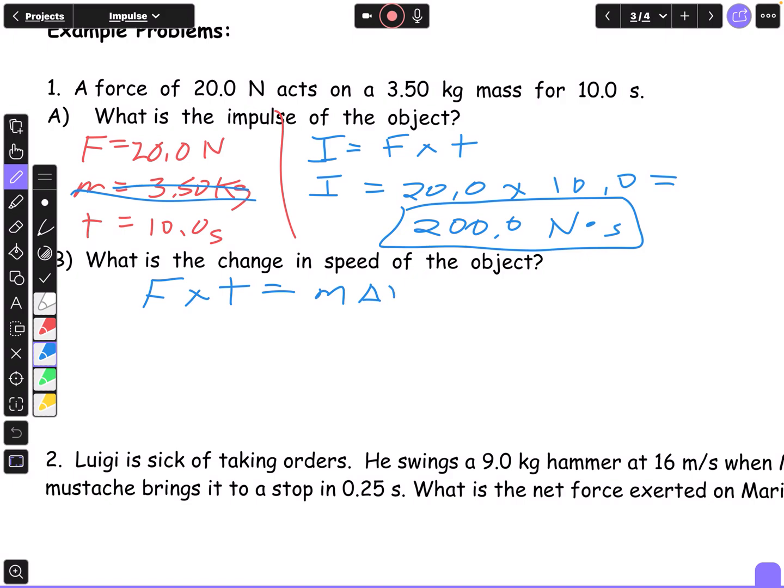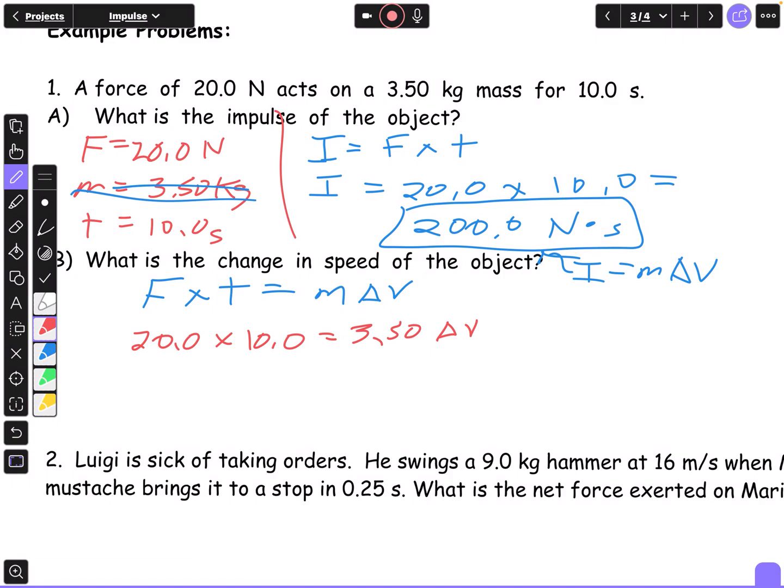It's asking me to solve for the change in speed. Now I could have used I equals M times delta V, because I've already solved for I in the previous problem. Or I could go back and do force times time equals M times delta V. Either way would have been fine. And I want to plug in my numbers. That would be 20.0 times 10.0 equals my mass, which is 3.50, times delta V.